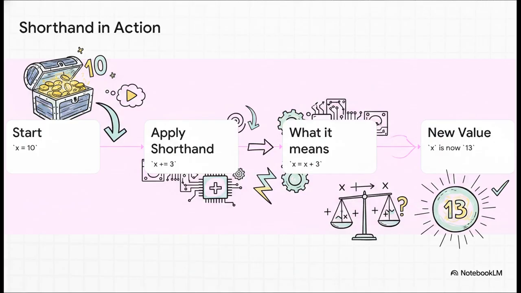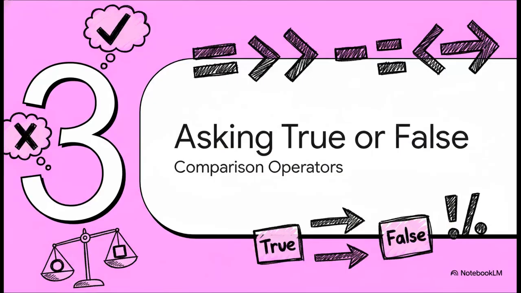So what does that mean? It's just a shortcut. It literally means take the current value of x, add 3 to it, and then store that new result right back into x. It's the exact same as writing x = x + 3. It's just cleaner. And the result? Well, x is now 13. See? Not so scary.